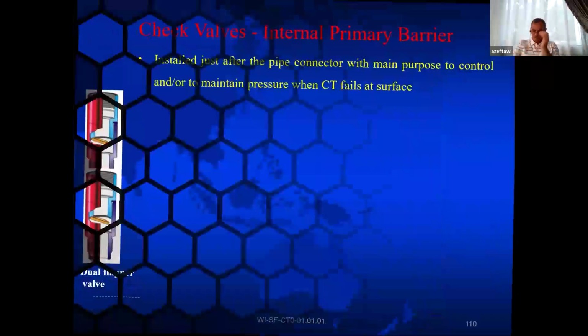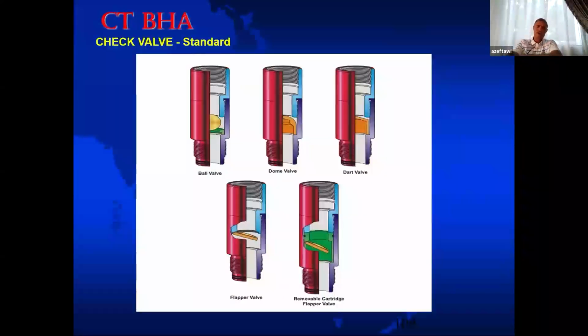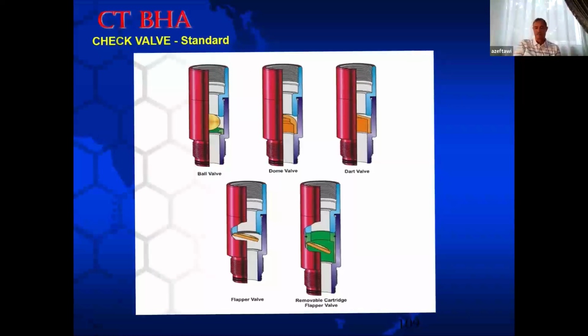Many check valves we have, but in coiled tubing, the only one we can use is the flapper type. Because these types you see in front of you, which are the ball type, the dome type, the dart type, any one of them will not allow a ball that you drop from the surface to pass through. The only one that allows a ball to pass through to go to the hydraulic disconnect is the flapper type. That's why in coiled tubing, the only one we can use is the flapper type.